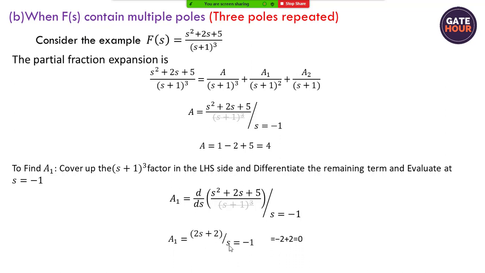2s plus 2, and we want to put s equal to minus 1, so you will get minus 2 plus 2, which is equal to 0. So now we want to find out a2. To find a2, you can once again differentiate this term. Differentiating 2s plus 2 again, you will get 2, divided by 2 factorial, which gives 1. So 1 is the a2.